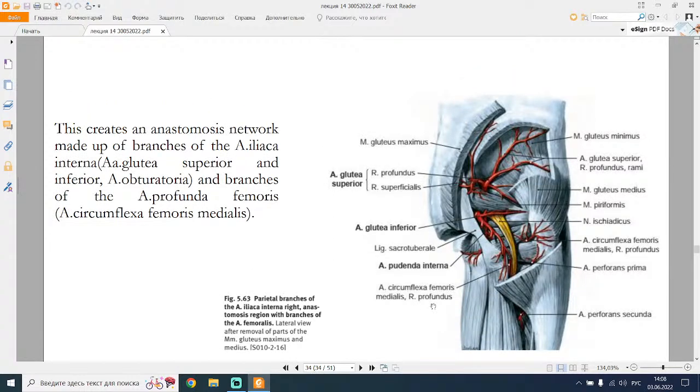This creates an anastomosis network made up of branches of the arteria iliaca interna, arteria glutea superior and inferior, and branches of the profunda femoris, arteria circumflexa femoris.